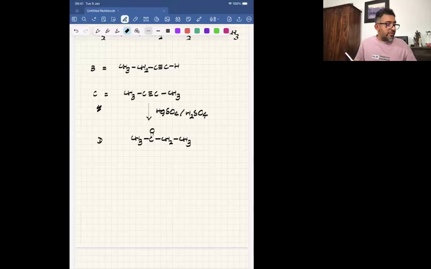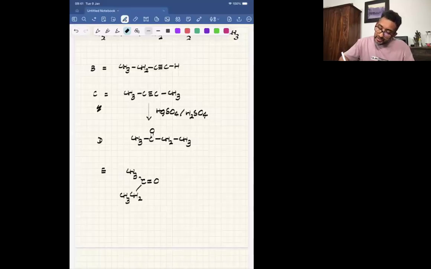D reacts with the solution of acidified alcoholic 2,4-dinitrophenyl hydrazine to give a yellow colored precipitate E. What is dinitrophenyl hydrazine? CH3, this is C double bond O. This is CH2, CH3. This is NH2, NH, benzene. 2,4-dinitrophenyl hydrazine, NO2 here, and NO2 here. And it removes a water molecule.